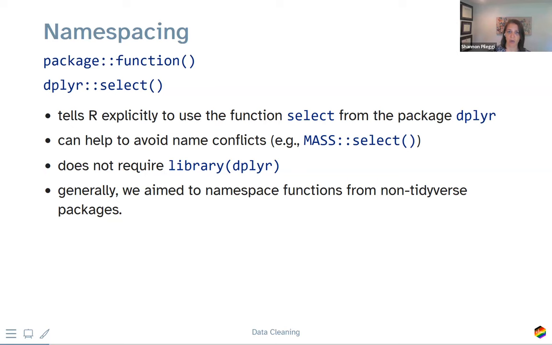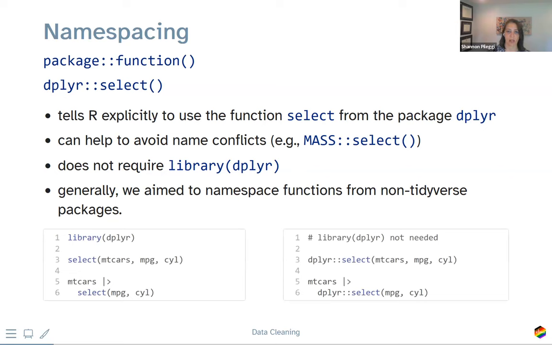It can help you avoid name conflicts. For example, there's a select function in the MASS package and a select function in the dplyr package. And when you do that namespacing, you don't actually require a library statement to access that function. In these slides, what we have attempted to do is namespace functions that are not from tidyverse packages, so that anything that's a general tidyverse function, we'll just write out that function name. But if it requires some sort of other package installation, we've tried to namespace it.